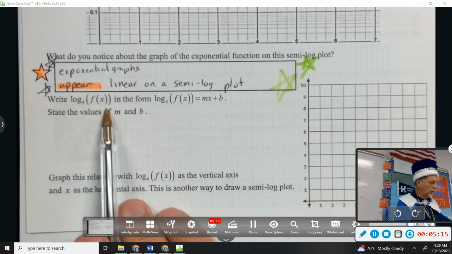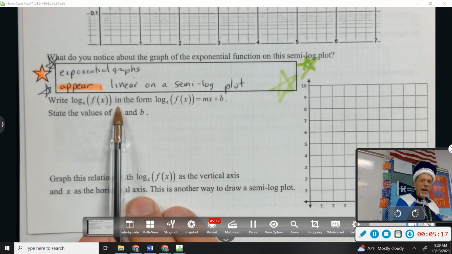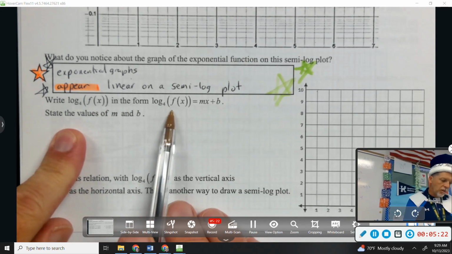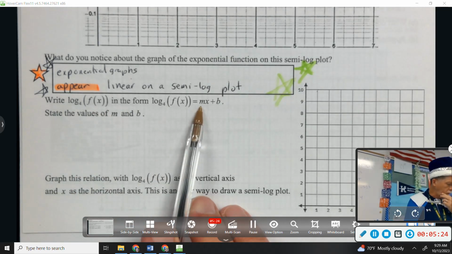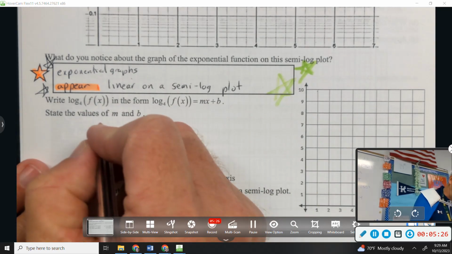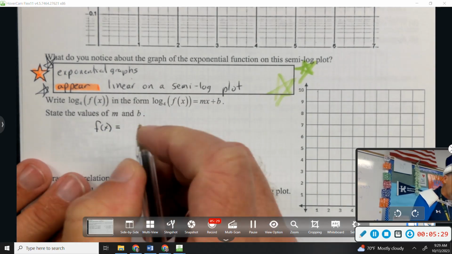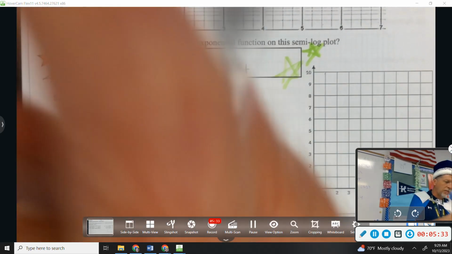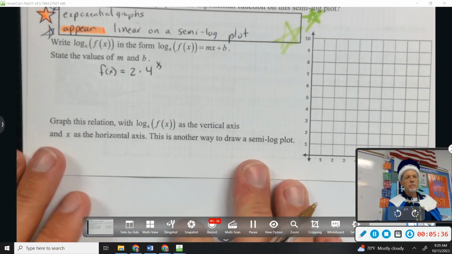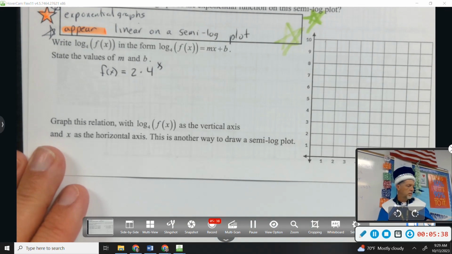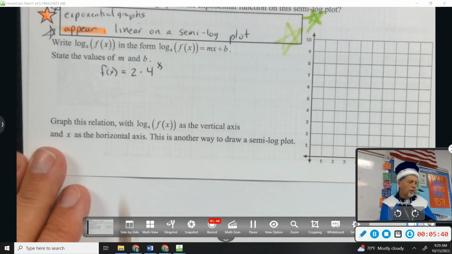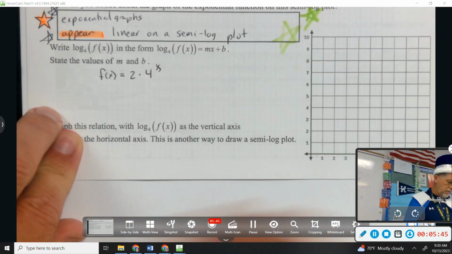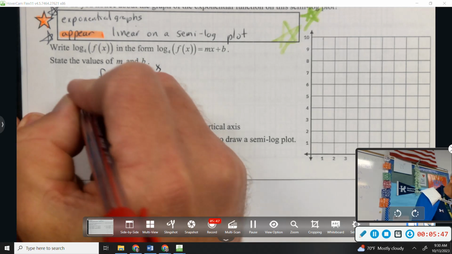Okay, now we get to a little bit more algebra math stuff here. Write log base 4 of f of x in the form log base 4 of f of x equals mx plus b. Okay, that seems a little bit weird, but let's write f of x. Start with that. 2 times 4 to the x. It's the same f of x we started with at the very top. And if we want log base 4 of that, well, let's log base 4 both sides.